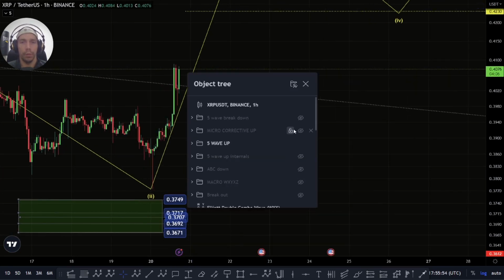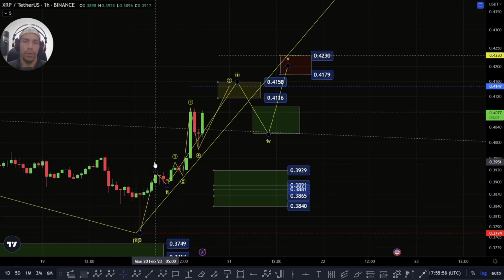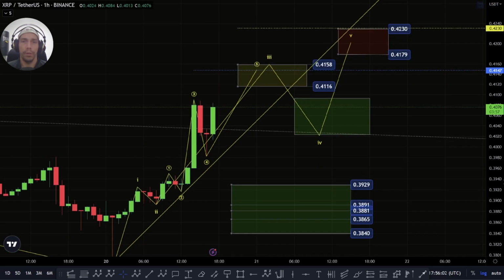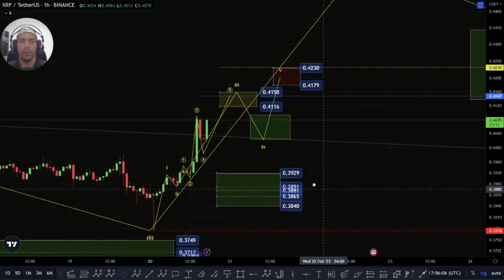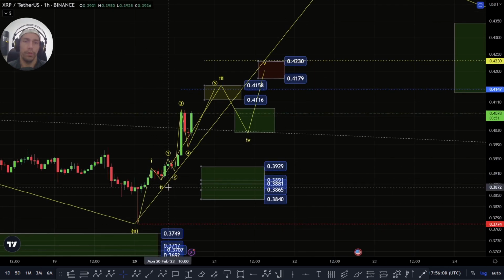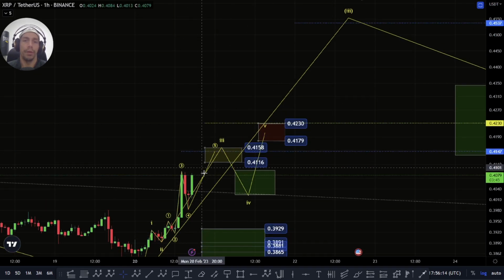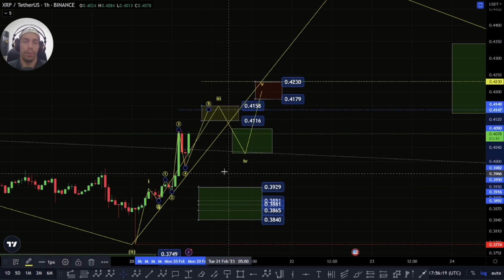Okay, so the way I'm looking at the internals of this move would be looking at this potentially as a 1, 2. This is a 1, 2, 3, 4, and then looking for this 5th wave to the upside. So there is a way that this could actually extend again, where this becomes a 1, 2, and then it actually looks to push up much higher. But for the time being, I'm just looking at seeing whether we get this 5th wave up into this zone.